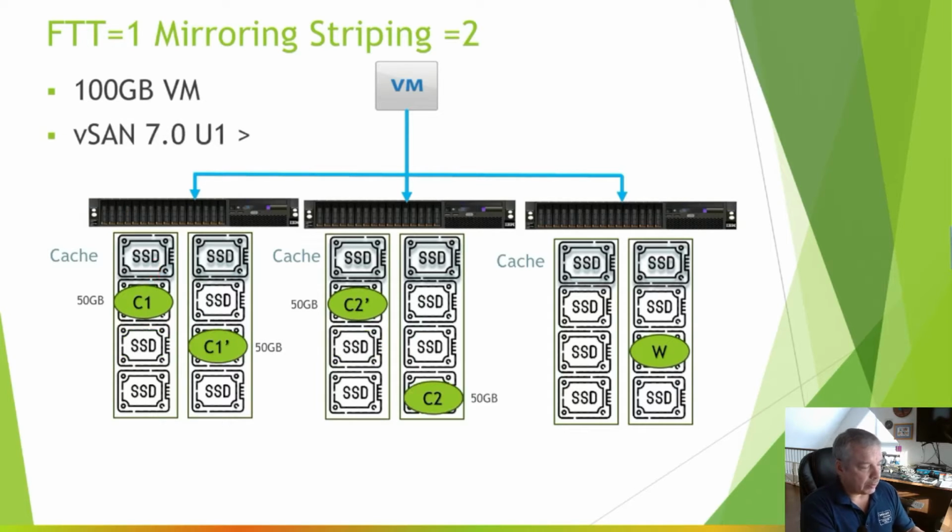When we look at vSAN 7 Update 1 and greater, so if you're running version 8, like I'm running here, it will actually create those components across different disk groups. And the advantage here now is I'm utilizing different cache. So this has the potential to increase my performance. Remember, in an all-flash configuration, the cache is used for 100% writes.